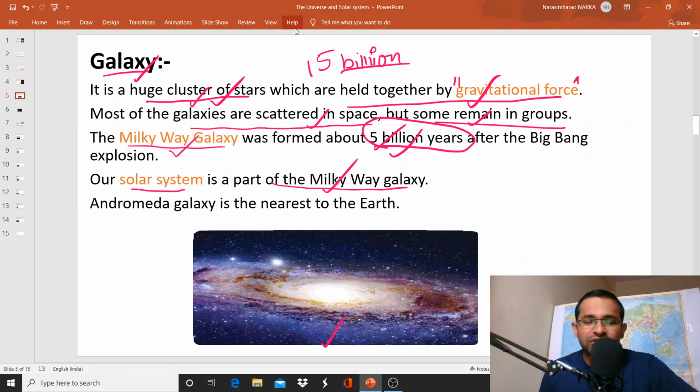And you may have a question, what is the nearest galaxy to our Milky Way galaxy? That is Andromeda. The Andromeda galaxy is the nearest to the Earth, or nearest to our Milky Way galaxy.